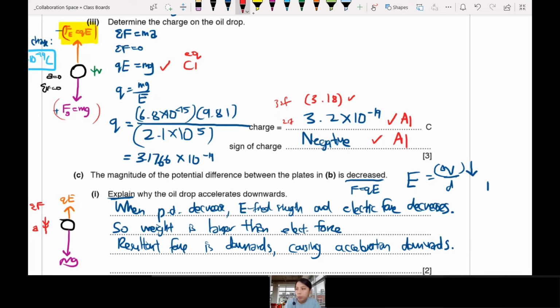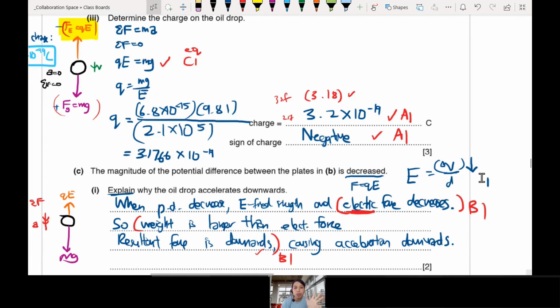How do we hunt for ideas here? First idea I'm looking for is, do you know how the electric force will change if I change the potential difference? Electric force decreases. Must mention electric force. Don't just say force decrease. Which force? So many forces here. Electric force. This one is B1. So hunt in your working, you talk about electric force. The second point is talking about how weight becomes larger than electric force, leading to resultant force downwards. So this is what I'm looking for in your explanation somewhere. You talk about changes to the force and the net force. Go on to the next part.